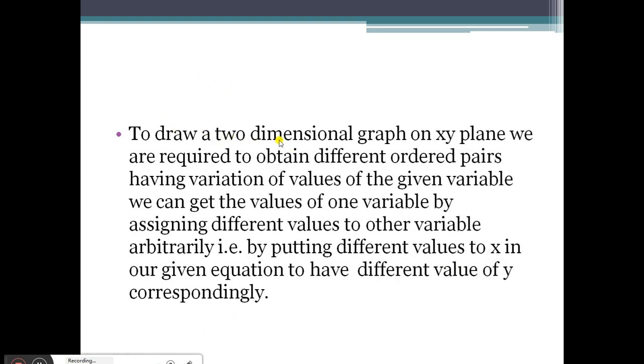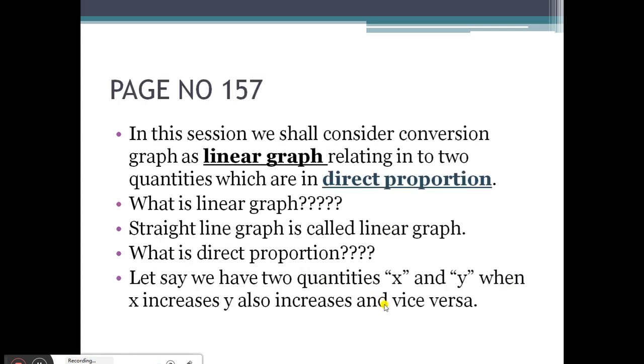To draw a two-dimensional graph on the xy plane, we are required to obtain different ordered pairs having variation of value of the given variable. We can get the value of one variable by assigning different values to the other variable arbitrarily. For example, by putting different values to x in our given equation to have different values of y correspondingly.